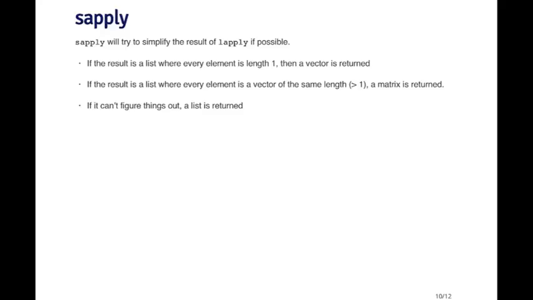If the result is a list where every element is a vector of the same length, for example, if the list comes back and every element has a length 5, then what sapply will do is put those elements in a matrix that's 5 by however long the list is. And so that's often what you want to happen. But if it can't figure out how to simplify the object when it comes back, for example, if the object has many different types of things that come back, then it won't do anything. It'll just return a list.